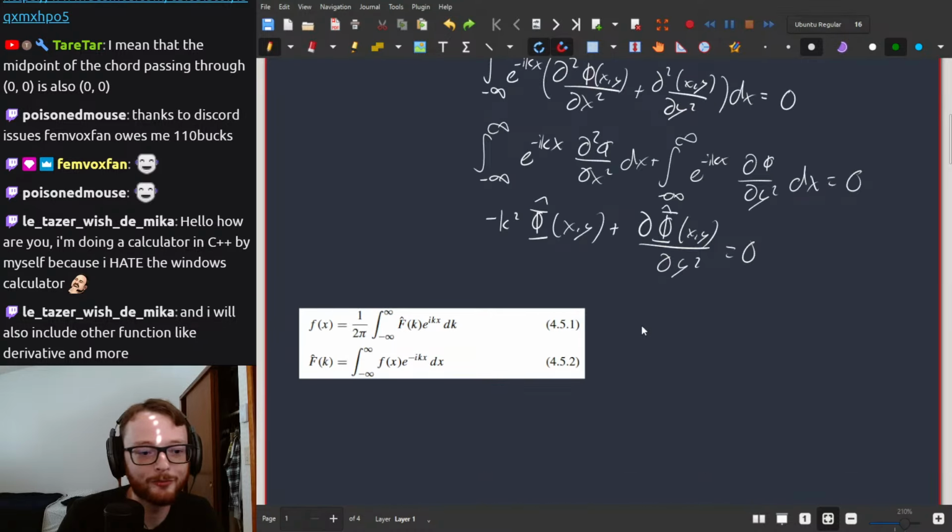Ooh, derivatives. Oh, so you're gonna do like a symbolic calculator. I assume, at least.